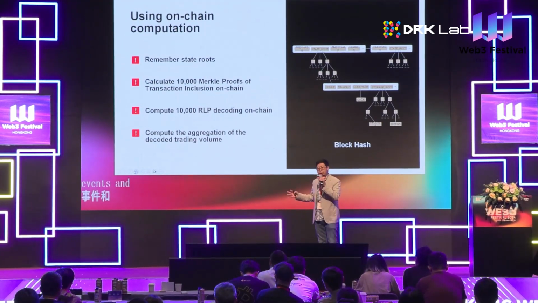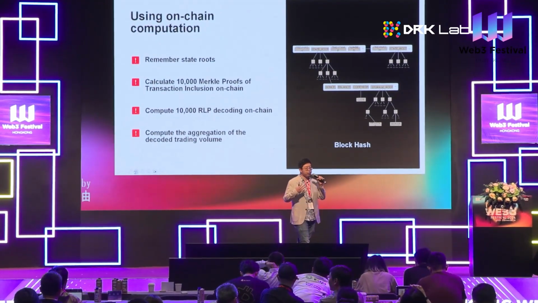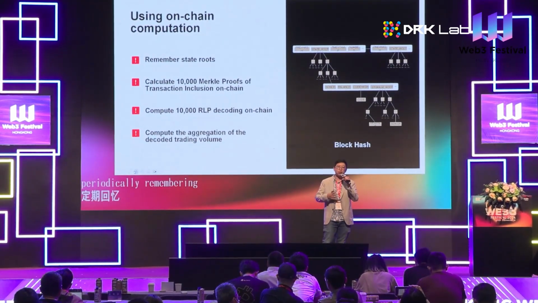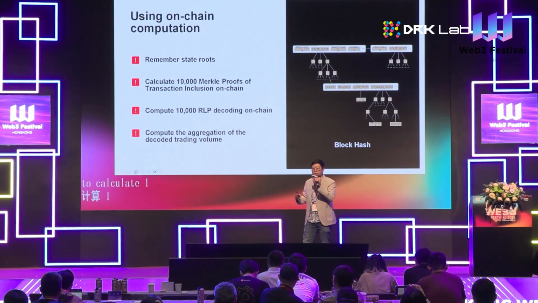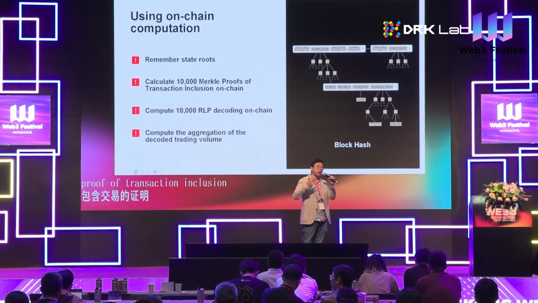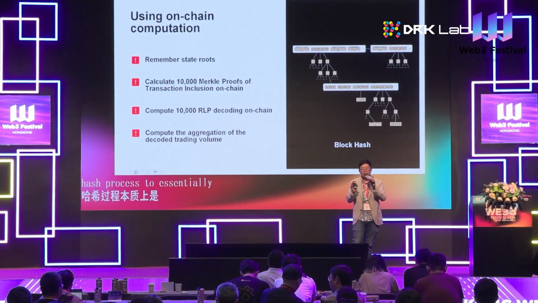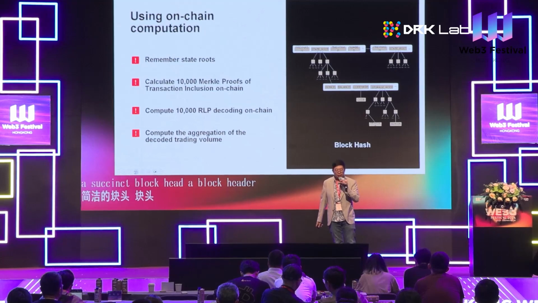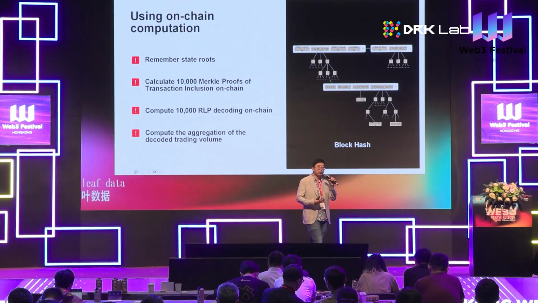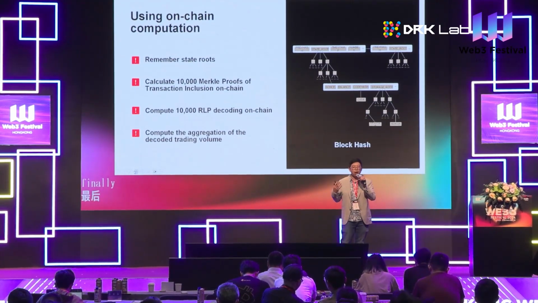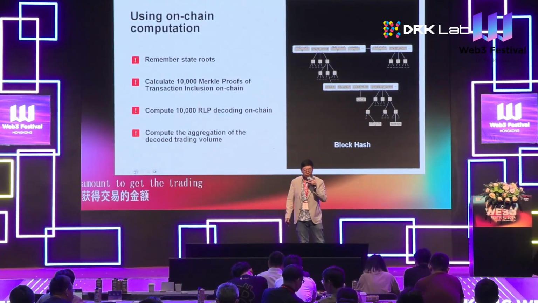So in theory, you can do this on blockchain directly by allowing the smart contract to periodically remember all the states' roots. And whenever you want to do the calculation, you first need to verify 10,000 Merkle proofs of transaction inclusion directly on chain. You need to basically repeat all the hash process to essentially expand a succinct block header into all this data you want to access, and then decode the final leaf data on chain as well, and finally compute whatever you want to compute, such as summing all the swap amounts to get the trading volume on chain directly, which is going to be a horrible thing.